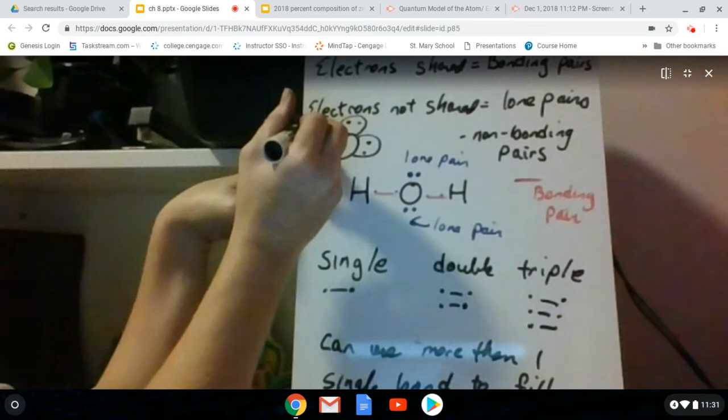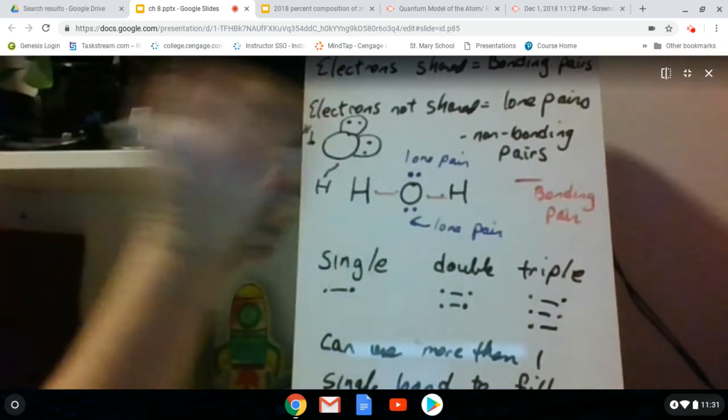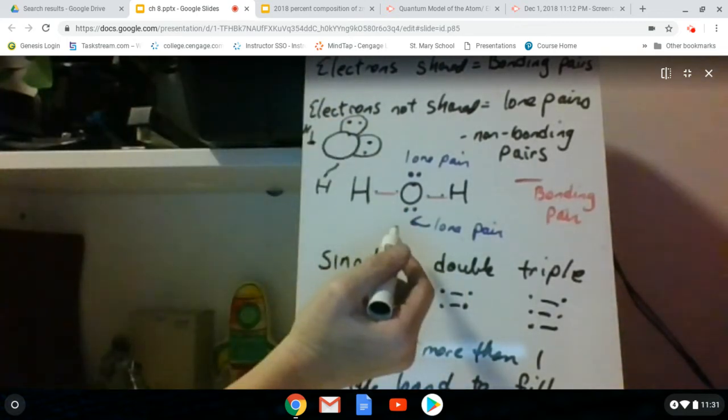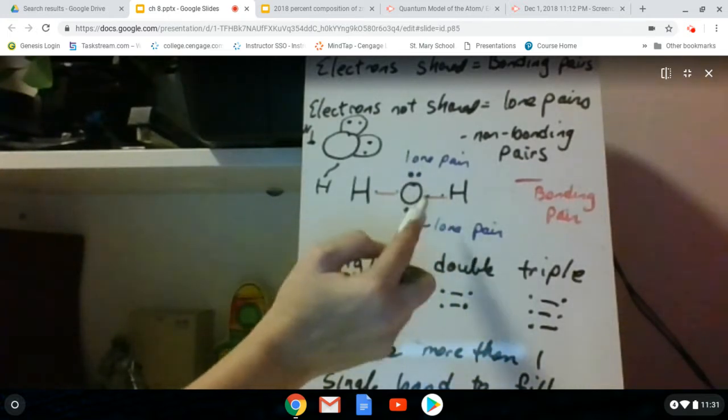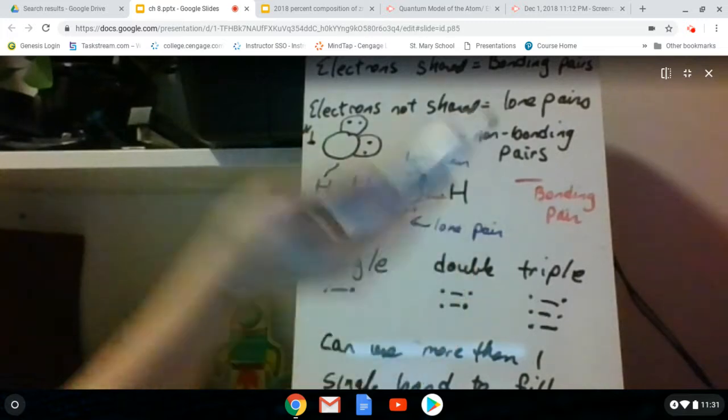Same thing here for the other hydrogen. I'm going to make it really sloppy, but it looks something like this. So the electrons being shared are the bonding pair, and the ones that are originally on there from the Lewis structure are known as the lone pairs.